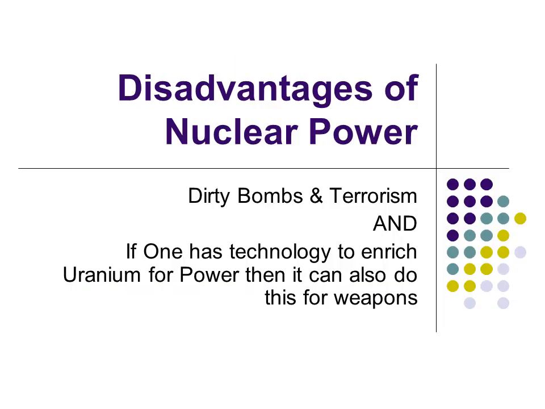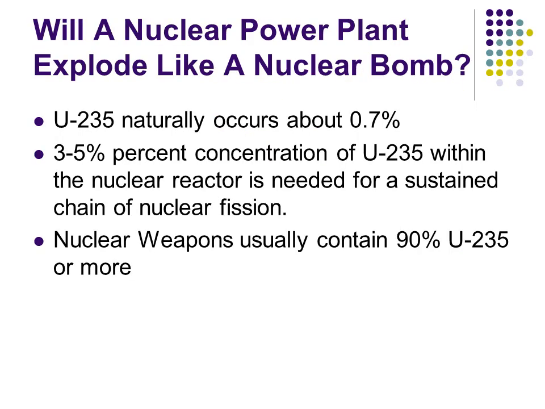If a country has the technology to enrich uranium for power, then they can also do this for weapons. So uranium, when we naturally get it out of the ground, it's about 99.3% uranium-238 and about 0.7% uranium-235. A nuclear power plant has uranium-235 concentrated to a level of about 3 to 5%. Enriching uranium, that's what it's called, is to separate out the uranium-235 and to concentrate it to about a 3 to 5% concentration. Enriching uranium takes a lot of energy. It's a big, big process.